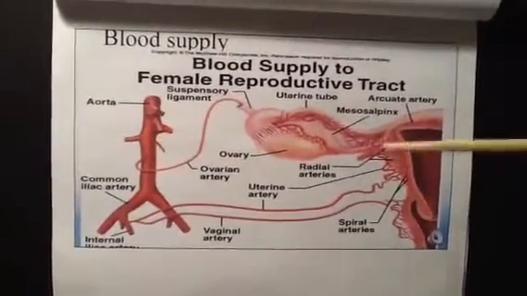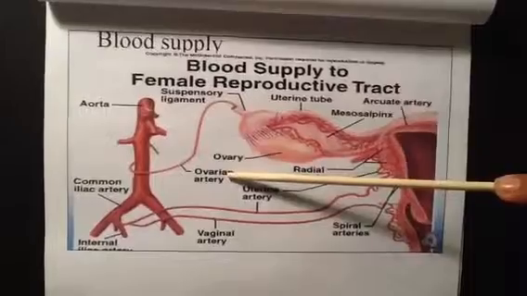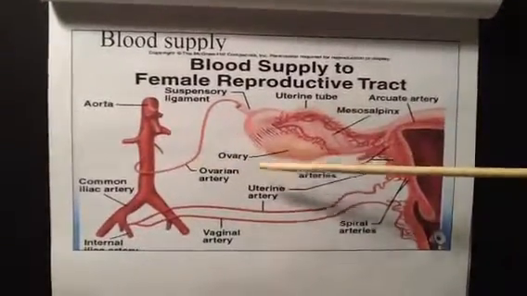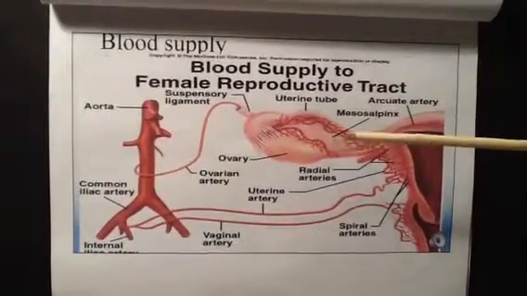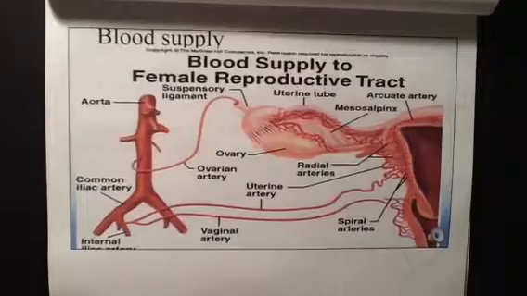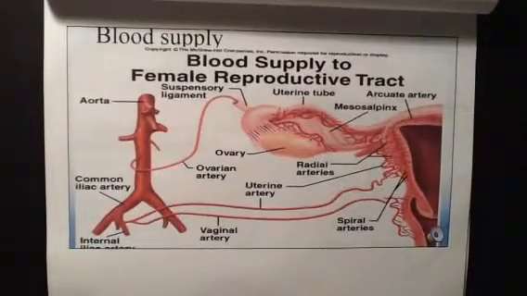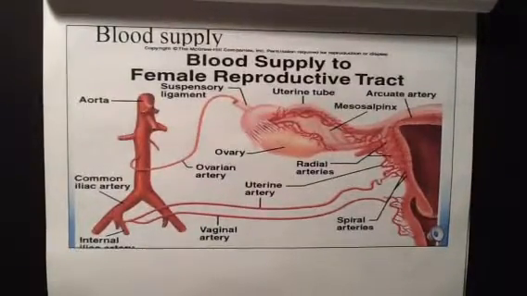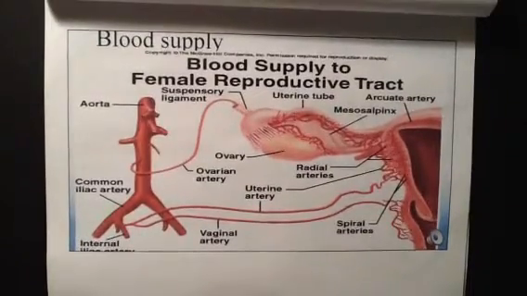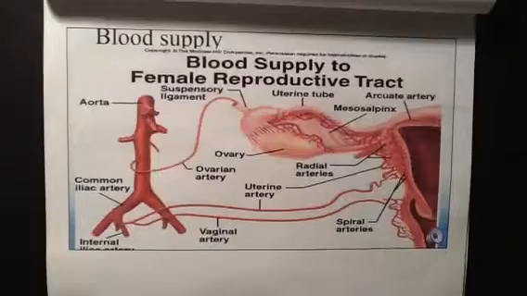The ovarian artery, which ordinarily arises from the aorta, passes along the ovary, dividing into a number of branches. At several places in the broad ligament, there are anastomotic connections between the tubal branch of the uterine artery and the ovarian artery.